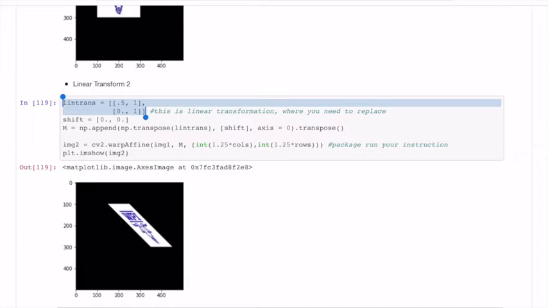If you look at these first 2 lines, the only thing you need to do is to tell the computer a 2 by 2 matrix. The first row is 0.5 and 1. The second row of the matrix is 0 and 1. That's it. Then the computer will move all millions of pixels to a new picture.